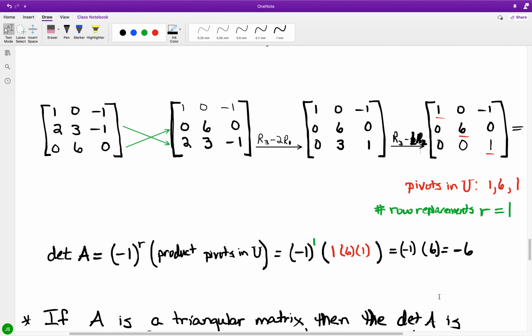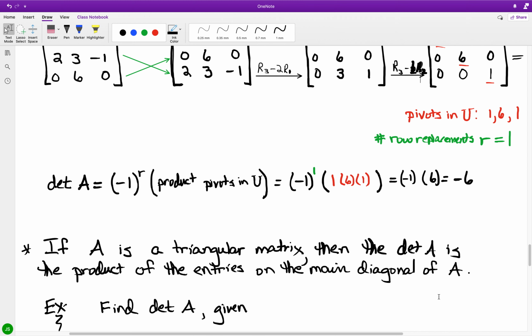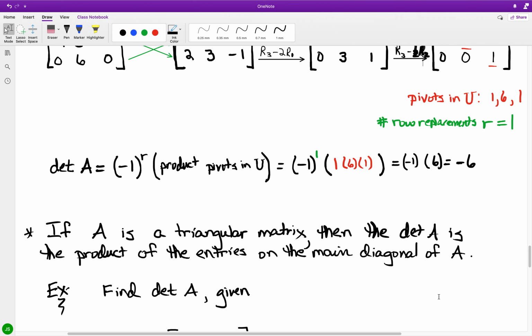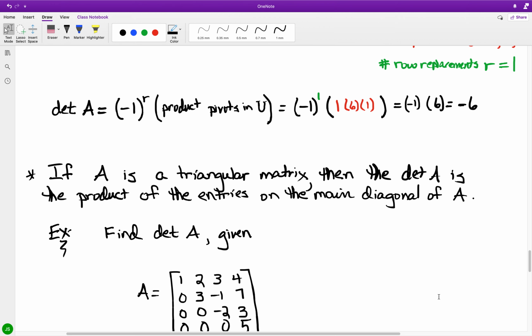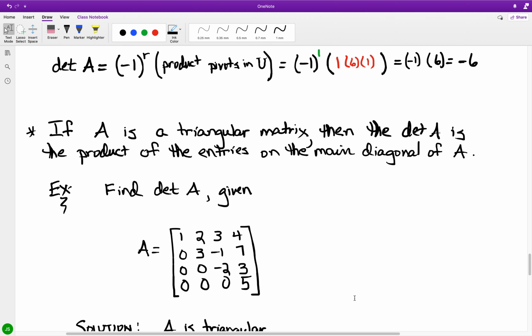Now again, if A is a triangular matrix, then the determinant of A is the product of the entries on the main diagonal of A. This is an additional property. Say we're looking at finding the determinant of A, and we already have A as a triangular matrix with the zeros laid out as they are. The determinant of this again will be the product of the entries on the main diagonal.